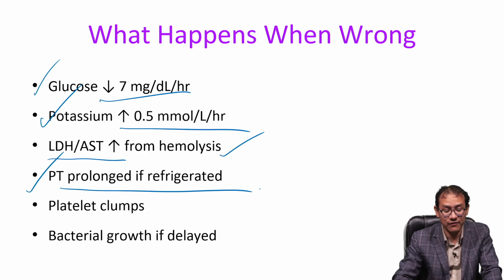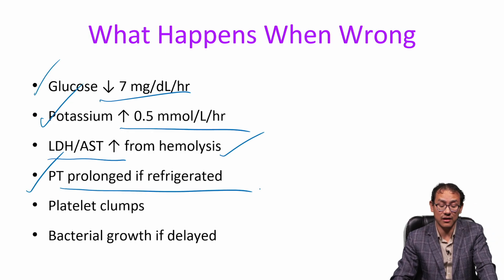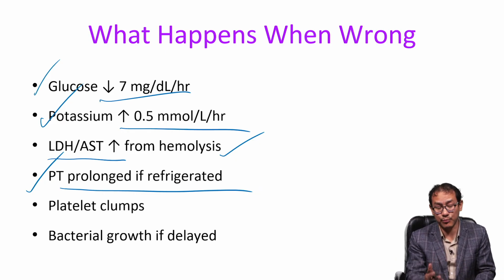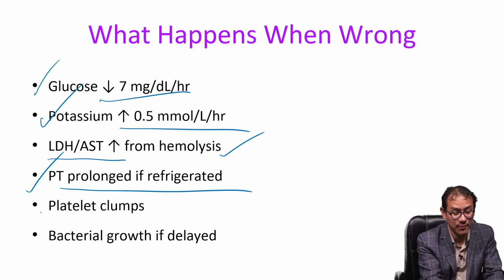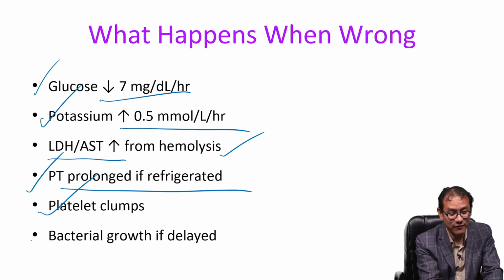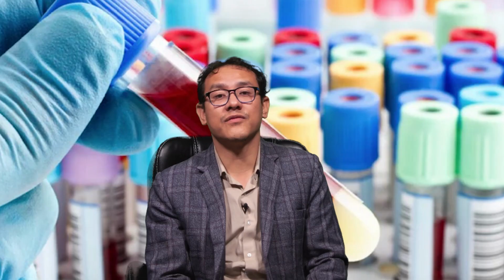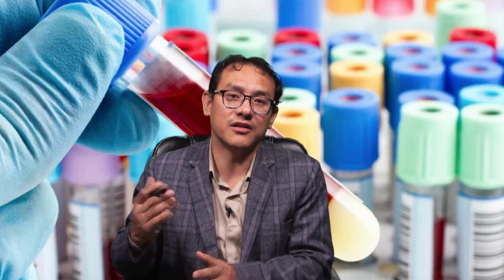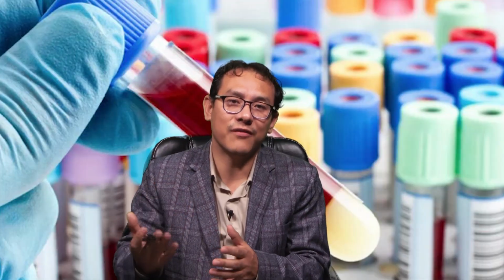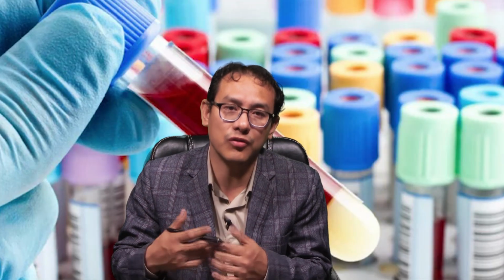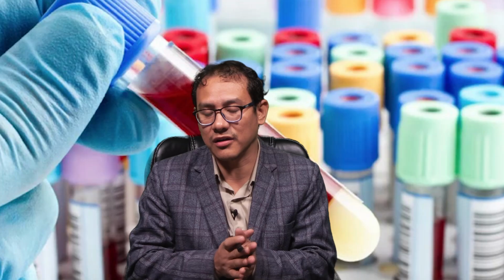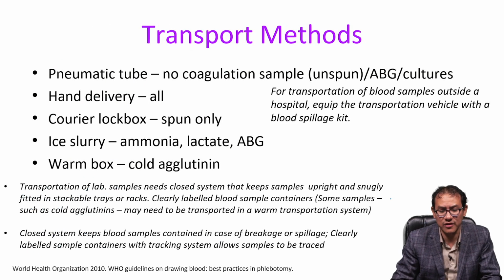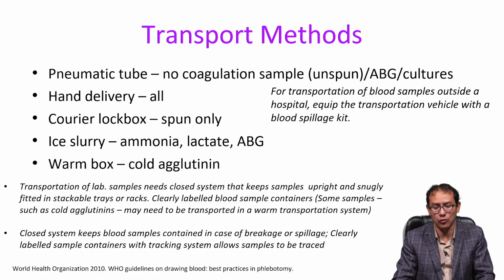Prothrombin time may prolong if centrifugation is done or if refrigerated, then prolongation can happen, platelet clumping may happen, bacterial growth may happen. If you do not store it properly, and it is for blood transfusion, then the bacterial load can also increase. So a major source of infection can also arise.